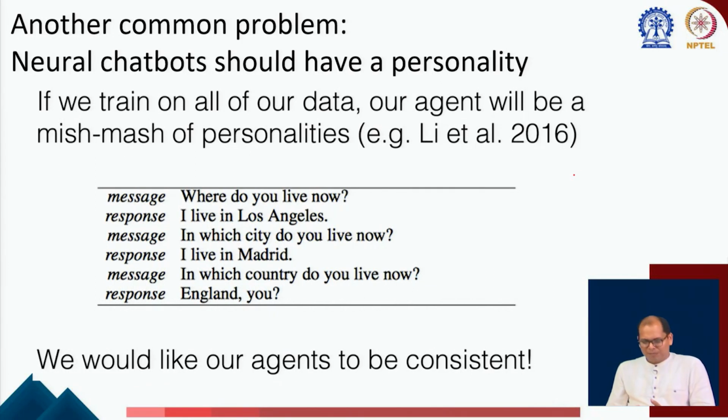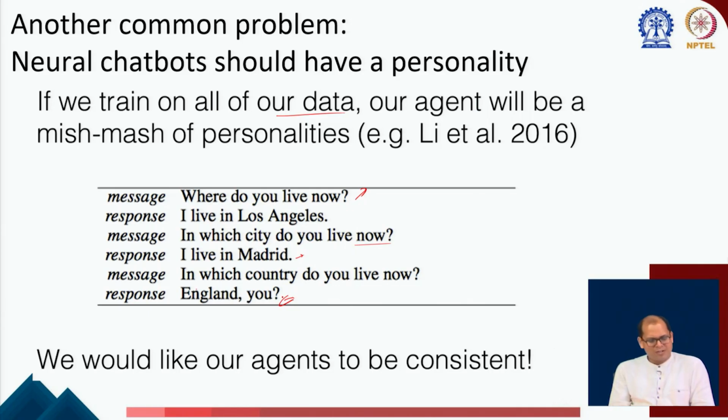Now another common problem that people have seen while building dialog models is that if we train on all of our data, it may be a mishmash of personalities. So for example, suppose you have this message, where do you live now? Response is I live in Los Angeles. Okay. Then you again ask, in what city do you live now? It may give a completely different response. So I live in Madrid. And then you ask, in which country do you live now? It says England. So you see all three responses to the same kind of question are different. So it does not have a consistent personality, while when you are conversing, you would typically want it to be very consistent.